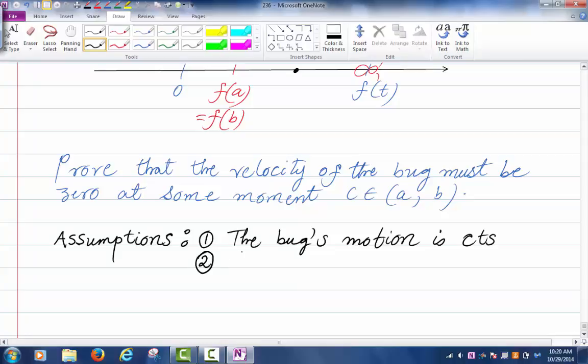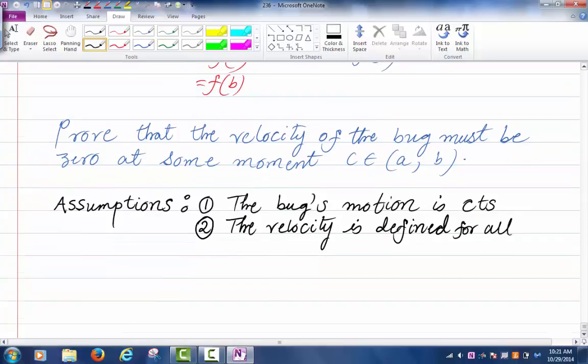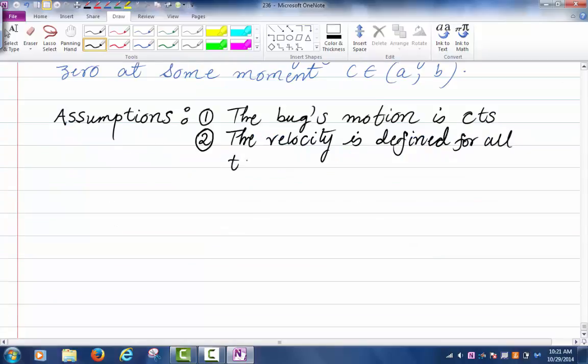And 2, the velocity is defined for all t in that interval. So what do I mean by that? I mean that the velocity exists at any given point.